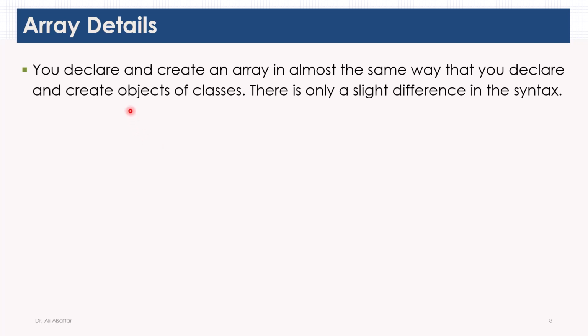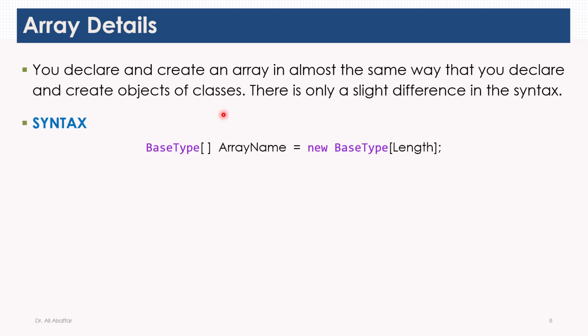First, how to declare and create an array. You know that an array is an object. So you declare and create an array in almost the same way that you declare and create objects of classes. But there is only a slight difference in the syntax, which is that you include the size of the elements you want to allocate in the array.